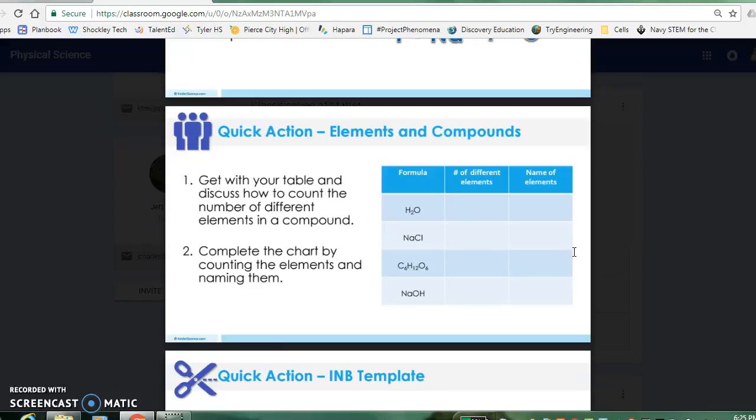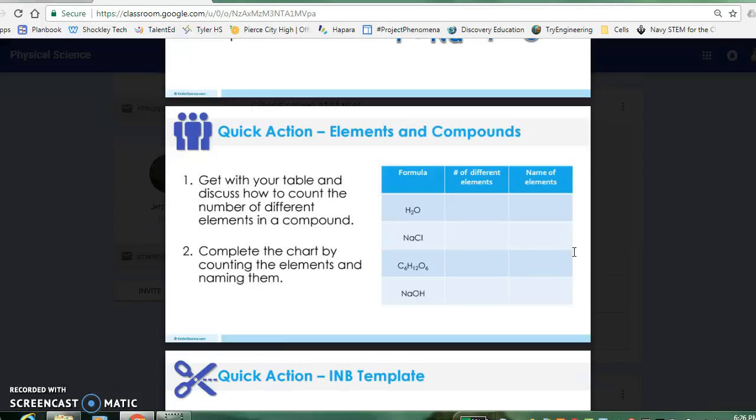We have H2O, which is the chemical formula for water. The number of different elements, we have 2 hydrogen, or 2H, since the number 2 comes after the H. And then O is our next capital letter, and there is no number, so remember that means 1. So in the second column, I would put there's 2H and 1O. Now the name of the elements, H stands for hydrogen, and O stands for oxygen. Go ahead and pause this video and do the next 3 on your own.